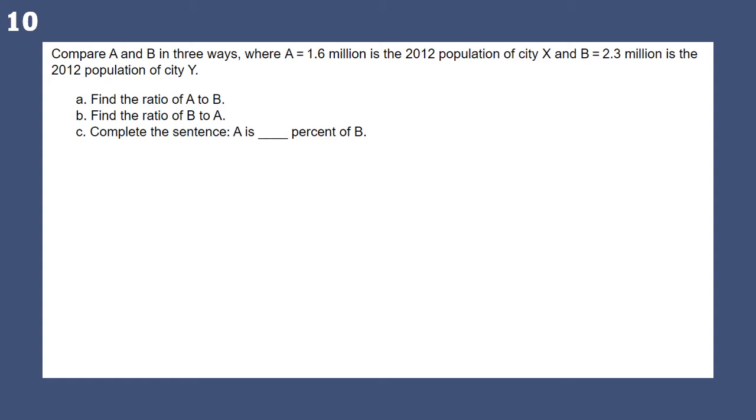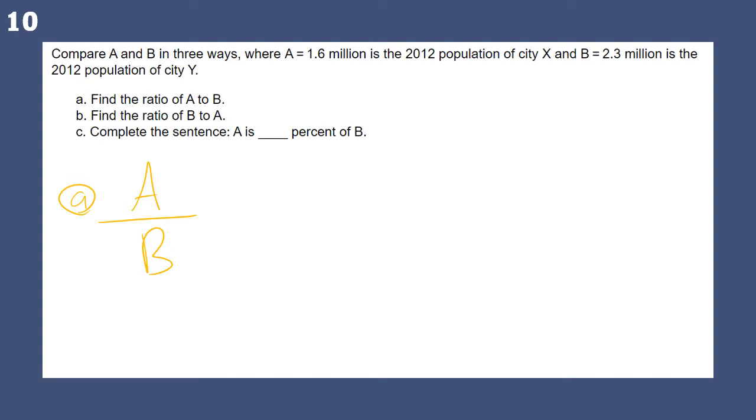Compare A and B in 3 ways, where A is 1.6. So we're writing ratios here, and it just tells us what to do, except that when we're writing ratios, we generally write them as percents or fractions. There is that ratio where we have a colon, the 2 dots, which looks like a time, right? But we're going to write these ratios as fractions in this course. So when we say ratio of A to B, what we're saying is put A over B.